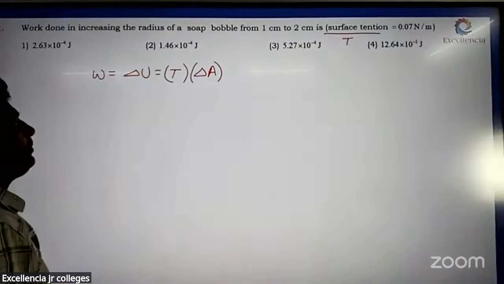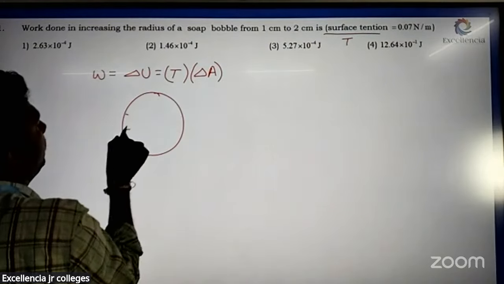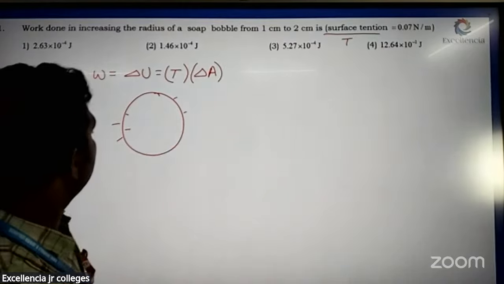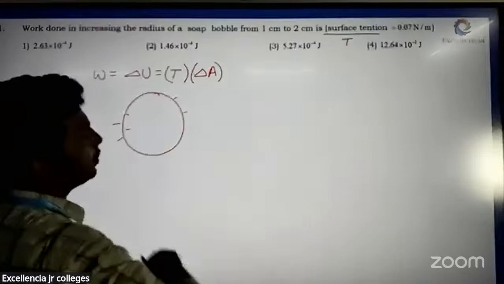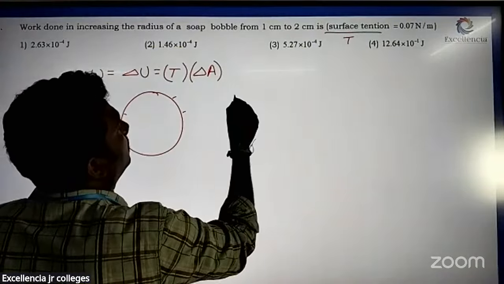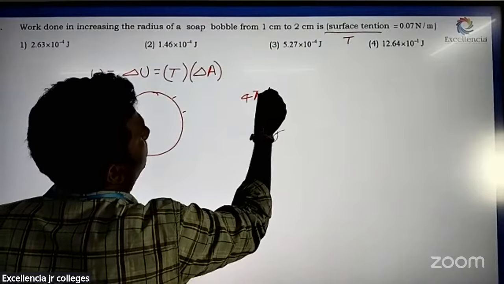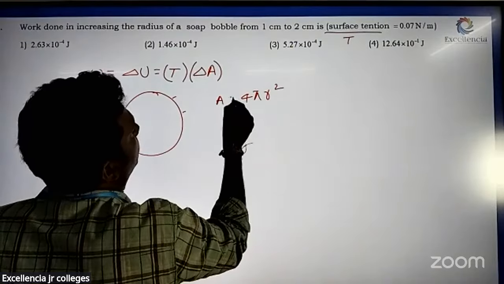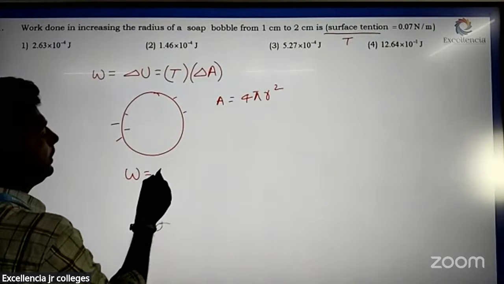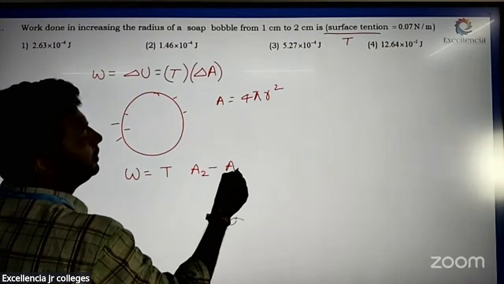area. For a soap bubble, we have two surface areas, inside and outside, so both surface areas will exist. The soap bubble is generally in the form of a spherical shell, so the surface area of the soap bubble will be 4 pi r squared. So let us go for the work done, which is equal to T into A2 minus A1.